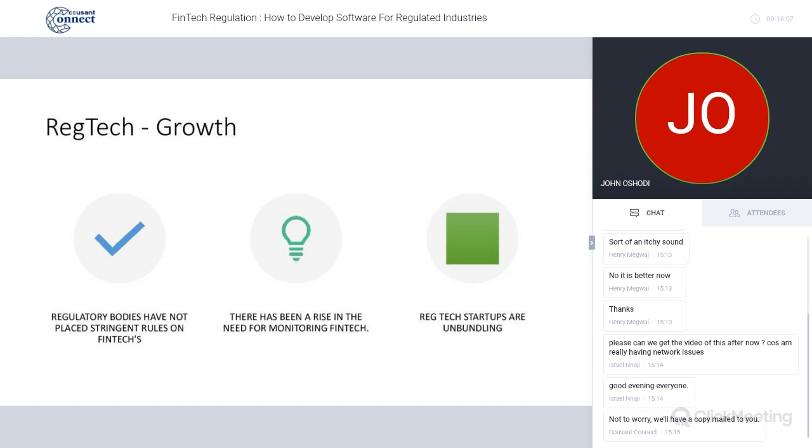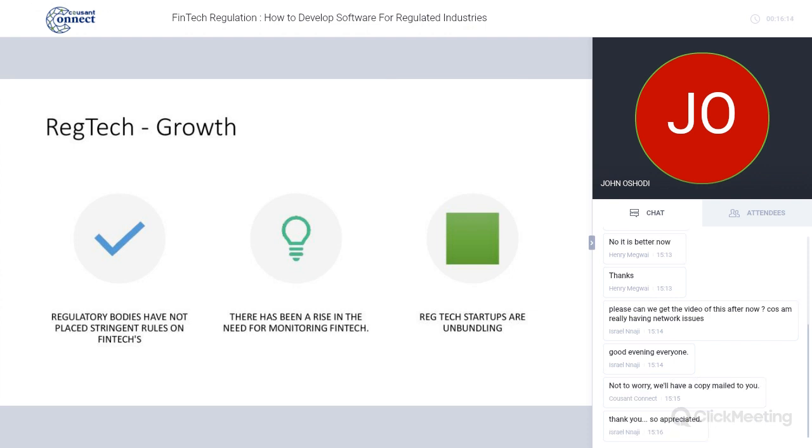And so there's been a growth in companies, or people saying, well, I'm going to start regulating this sector by writing software using all this new and funky innovation that's in the market.